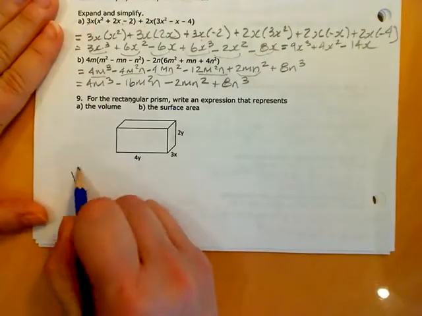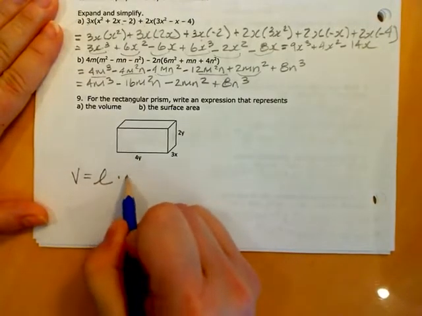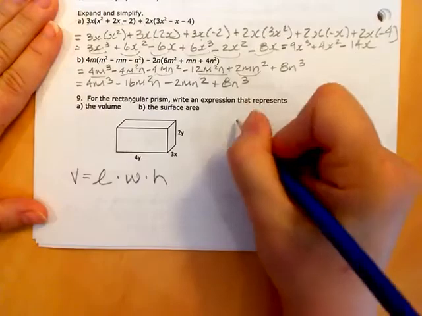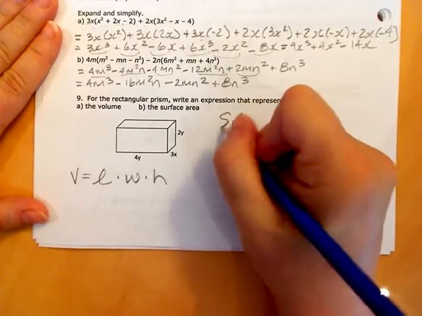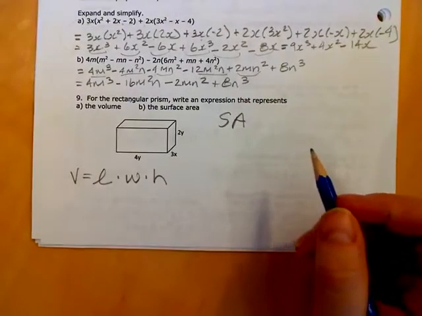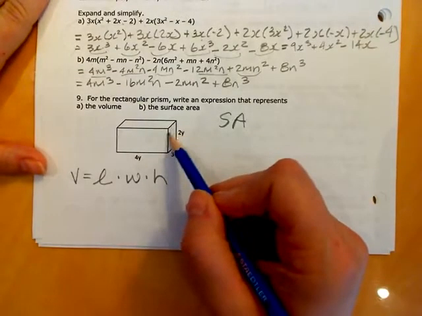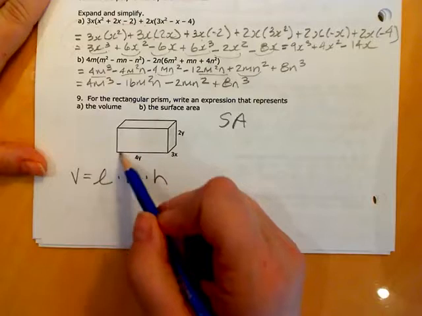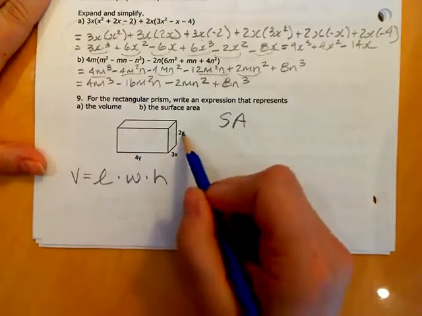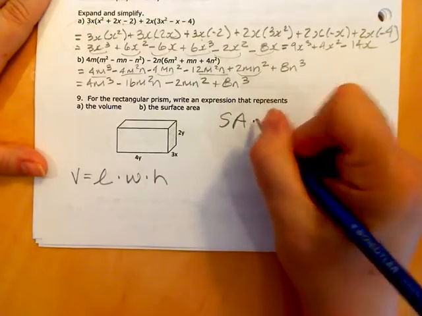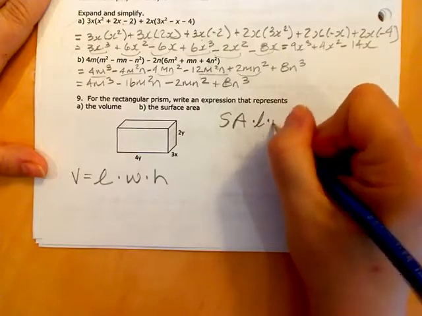So the volume is length times width times height, and the area, the surface area, is the area of all the surfaces. So we're going to have, for area, 2 of these on each side of the box. So that's 2 of this times this. So 2 length times widths.